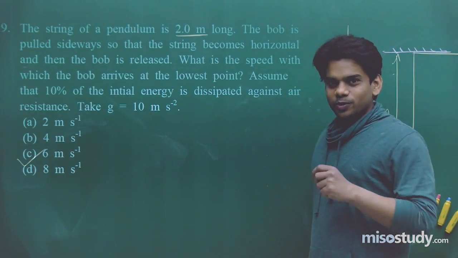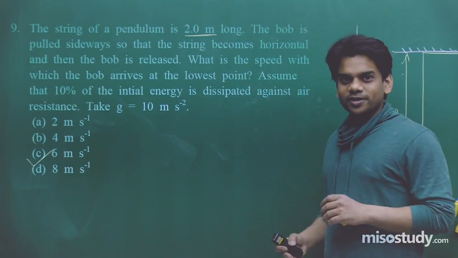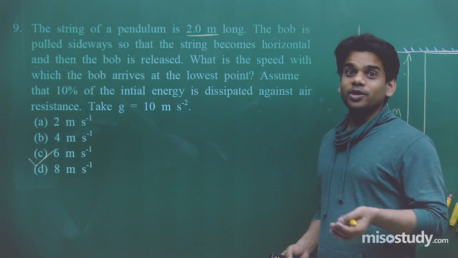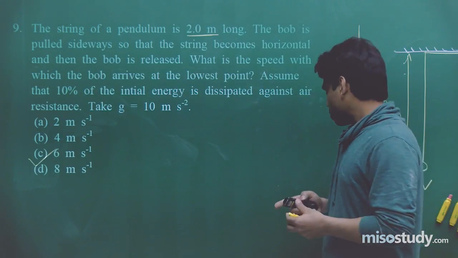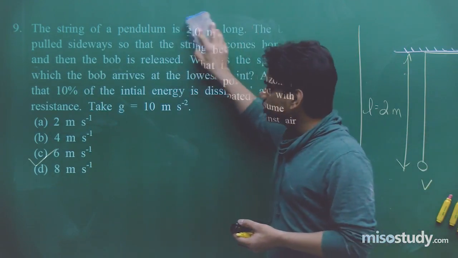Work, energy, power: we have used the concept of conservation of energy at the two points, and since some energy is lost, I have used that point also. This is what you have to keep in mind. Next question, before that, just let me clear up the board.